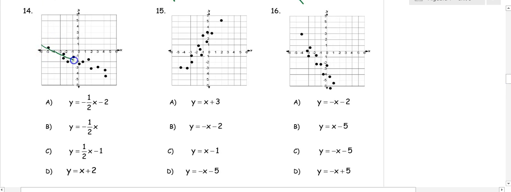14, our data is going down from left to right, which means we're going to have a negative slope, so I can cross out C and D. My y-intercept in this case is closer to negative 2, which is option A. 15, our data is going up from left to right, so it has a positive slope. We can cross out B and D. Our y-intercept here is going to be close to 3, so x plus 3 would be the equation. And our last one, number 16, is going down from left to right, so we're going to have a negative slope.